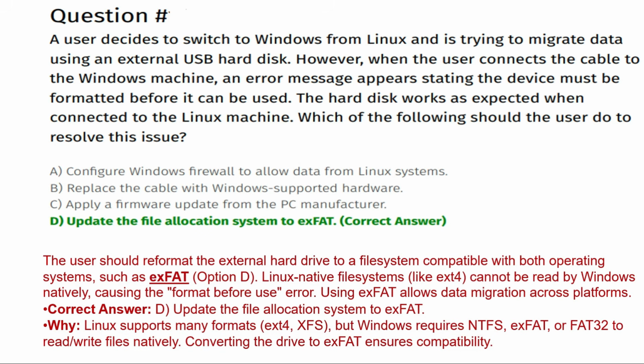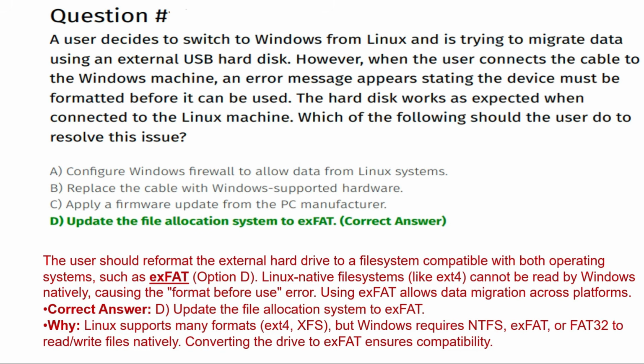Option A, configure Windows Firewall to allow data from Linux systems. Option B, replace the cable with Windows supported hardware. Option C, apply a firmware update from the PC manufacturer. Option D, update the file allocation system to exFAT. And the correct answer for this question is option D, update the file allocation system to exFAT.